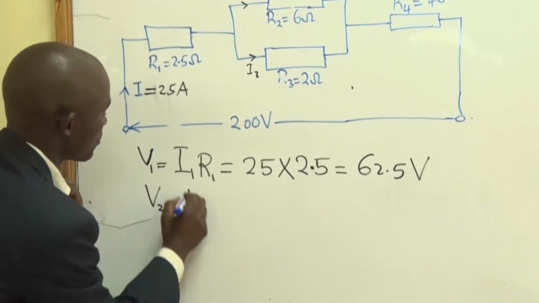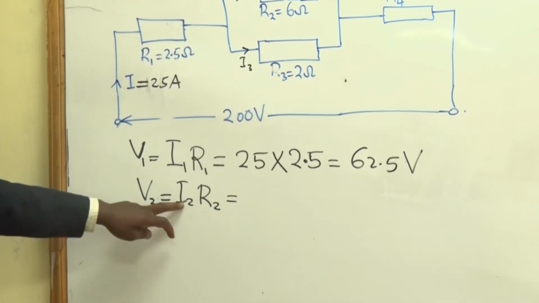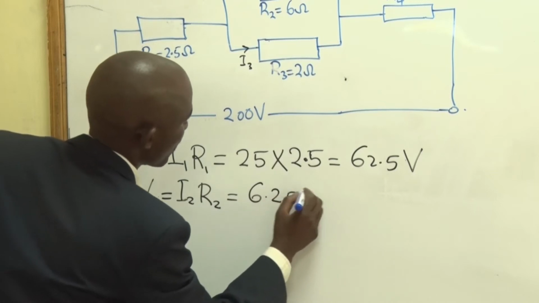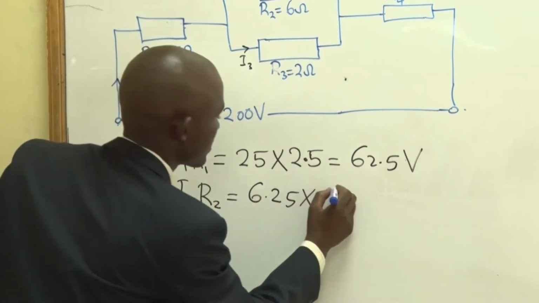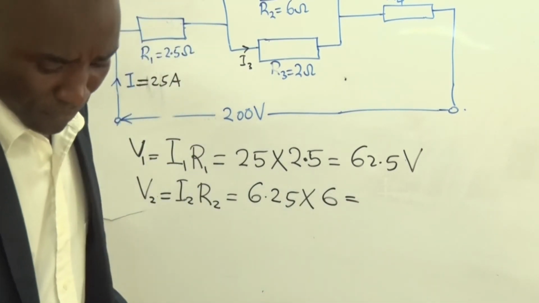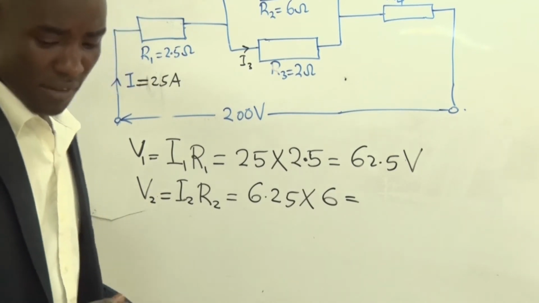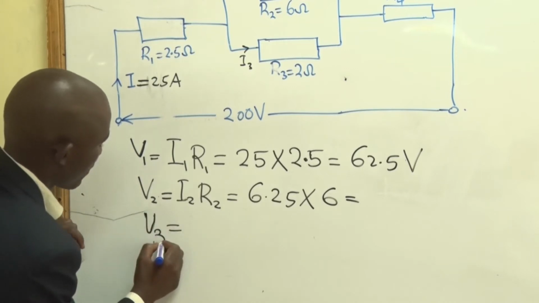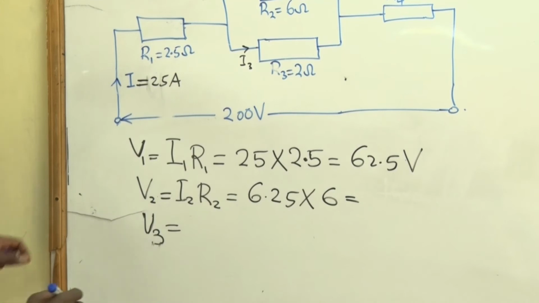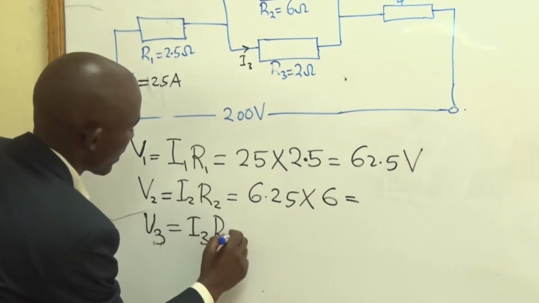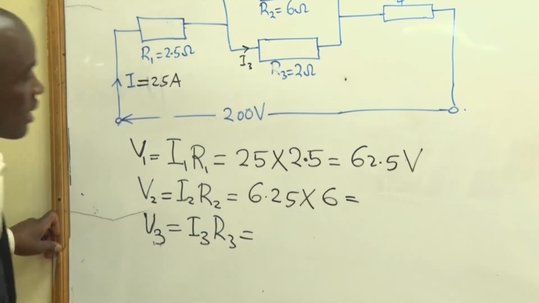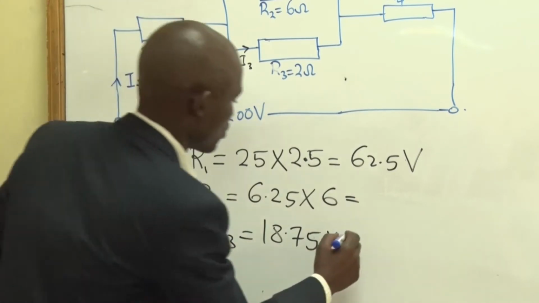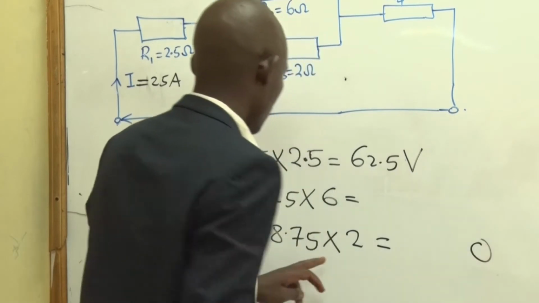Voltage V2 will be equal to I2 multiplied by R2. The current I2 is given as 6.25 times, what is the resistance there? The resistance is 6. That should give us a value. Then you go to V3. V3 will be given by I3 multiplied by R3, which will be equal to, remember our I3 is 18.75 multiplied by the resistor there, which is 2.